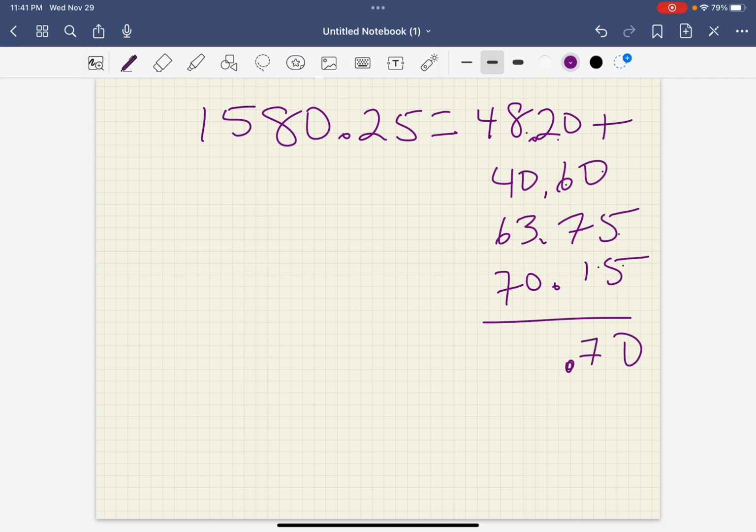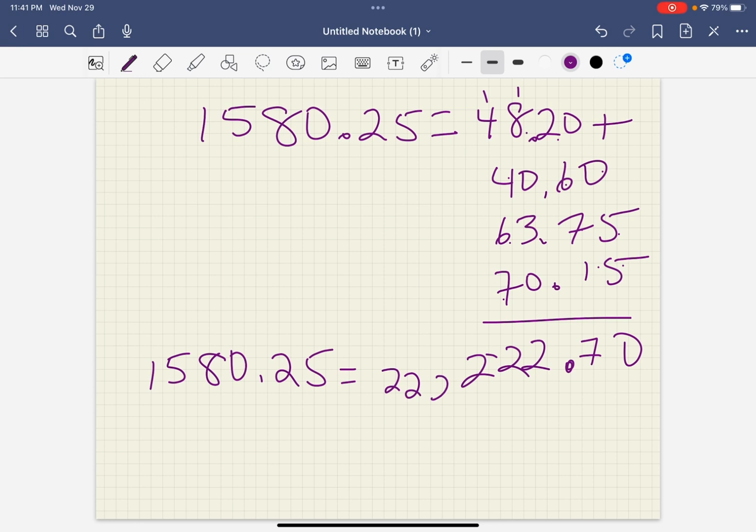Bring the decimal straight down. And we're carrying a 1 here, so 9 and 3 is 12. Carry a 1, 5 and 4 is 9, and 6 is 15, and 7 is 222. So now we have 1580.25 is equal to 222.70 plus x, because we don't know what the last number is.